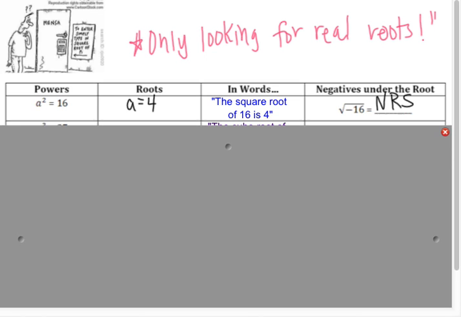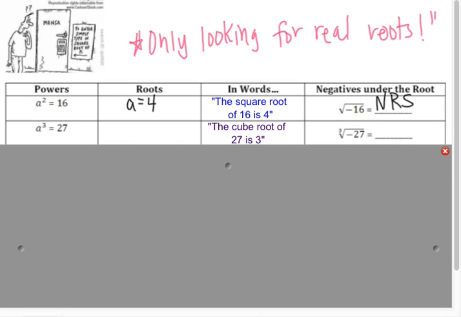The next one we're going to go ahead and look at is A cubed. So if I have A cubed is equal to 27, they would want to know, well, what's the cubed root of 27 to figure out what A is? Well, the cubed root of 27 is 3. So the cubed root of that.